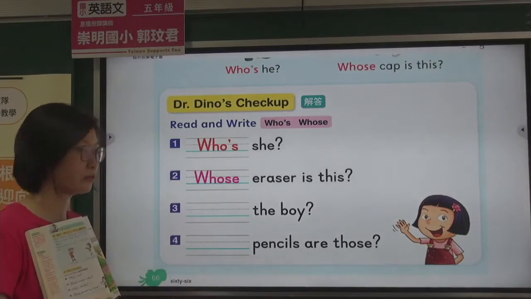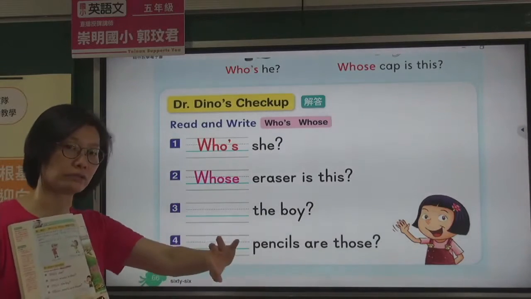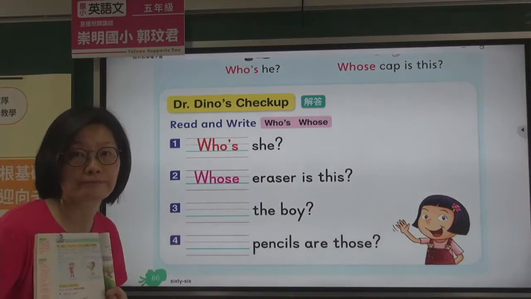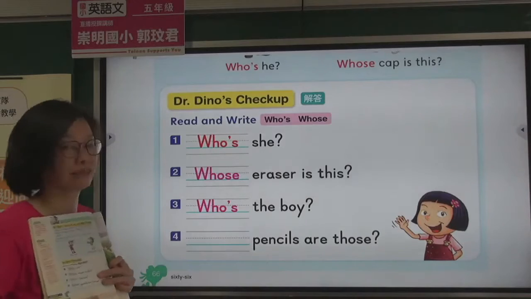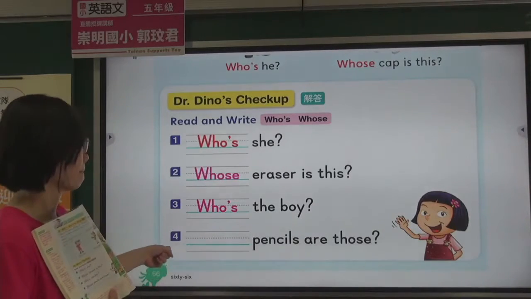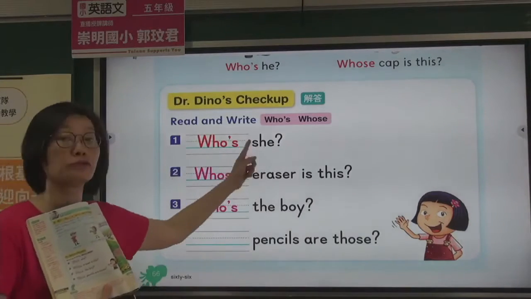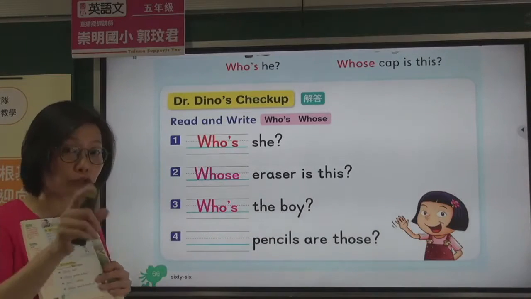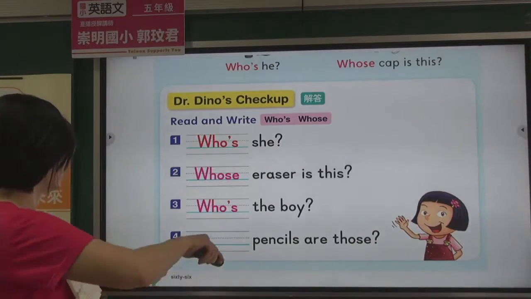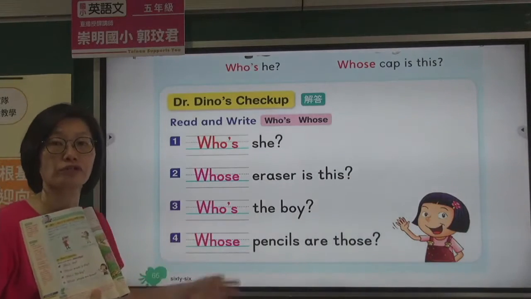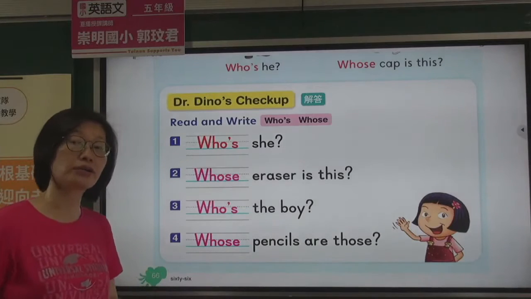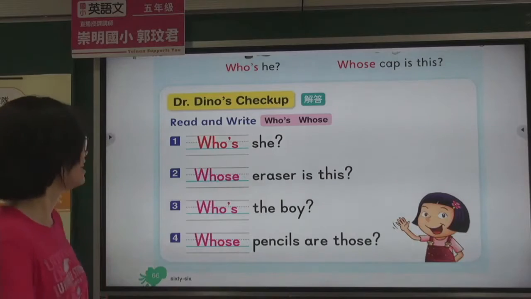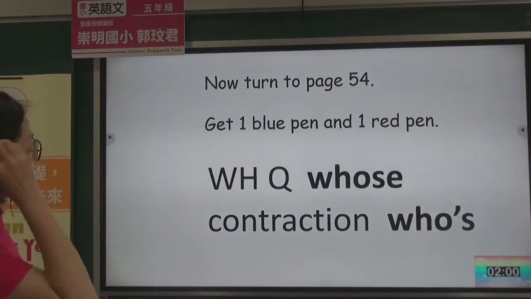Very good. Okay, and how about number 3? Read the question. Go. Who's the boy, right? Which whose? Contraction. Exactly. Okay, the last one. Whose pencils are those? Very good. So which whose? WH question, whose. Okay, you got it. Now, are you clear with who's and whose? Two different whose. Okay? Alright, so let's move on.